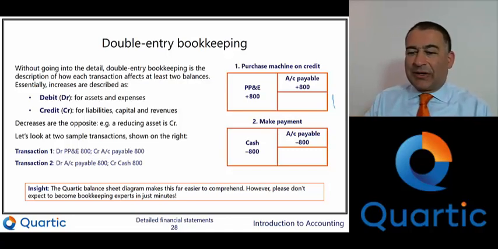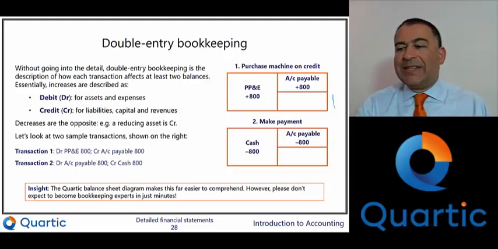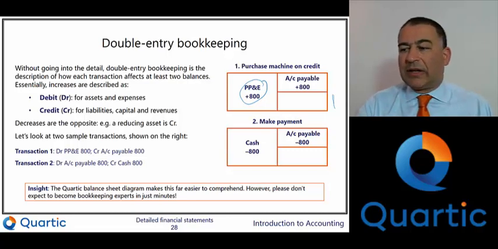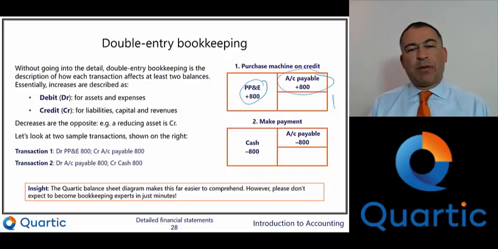So let's just do an example. So transaction 1, we buy a machine on credit. So the machine goes up. So that's going to be debit PP&E 800, credit accounts payable 800. So both numbers get bigger. So debit PP&E, credit accounts payable. They've both gone up by 800.